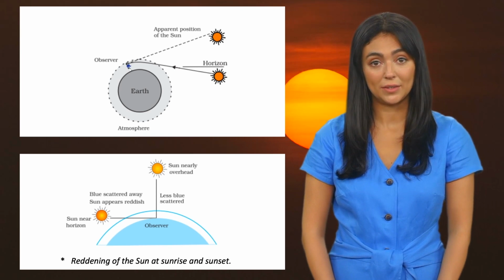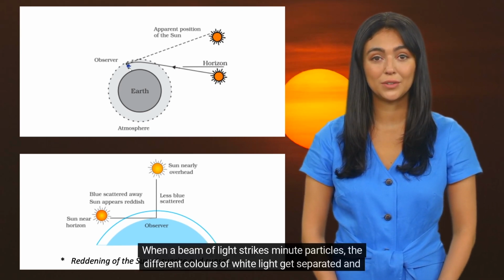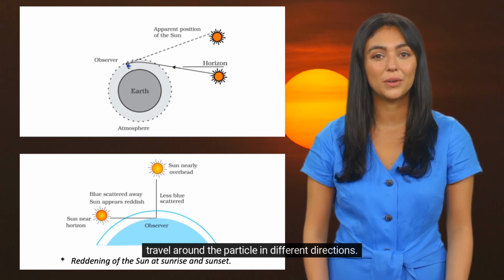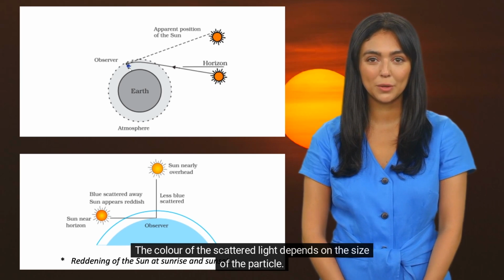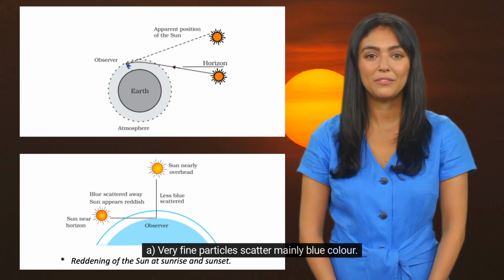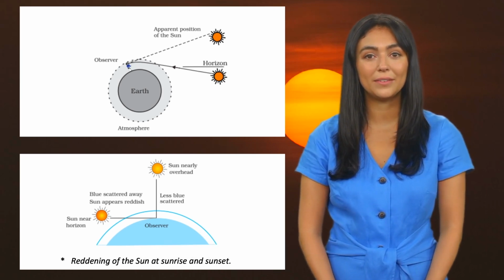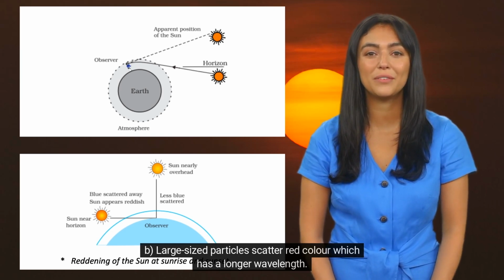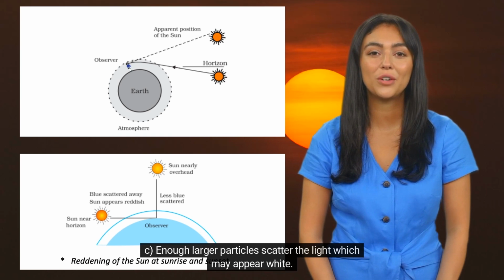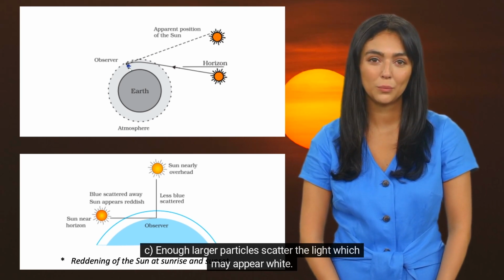Scattering of light. When a beam of light strikes minute particles, the different colors of white light get separated and travel around the particle in different directions. The color of the scattered light depends on the size of the particle. A. Very fine particles scatter mainly blue color. B. Large-sized particles scatter red color, which has a longer wavelength. C. Even larger particles scatter light which may appear white.